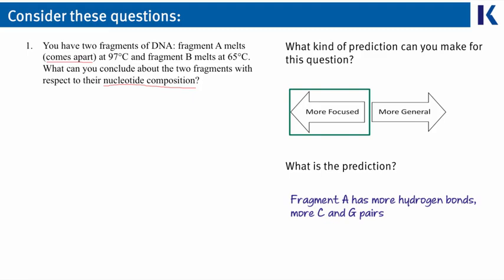On the other hand, when adenine and thymine pair together, they only form 2 hydrogen bonds. Given that information, we would expect that fragment A is stabilized by more hydrogen bonds, and therefore likely has more cytosine-guanine pairs in comparison to fragment B.